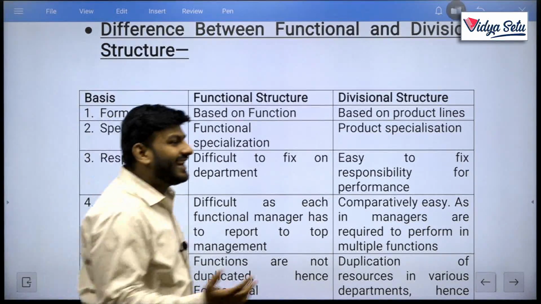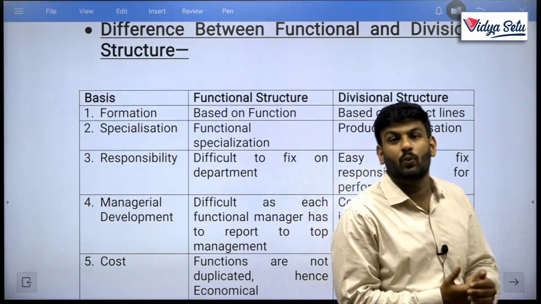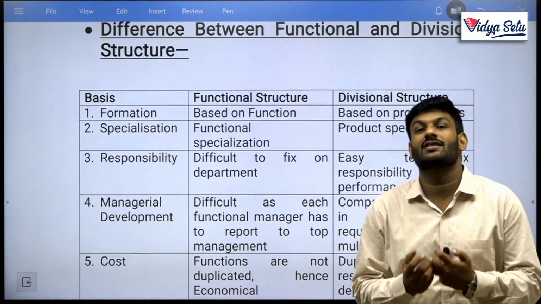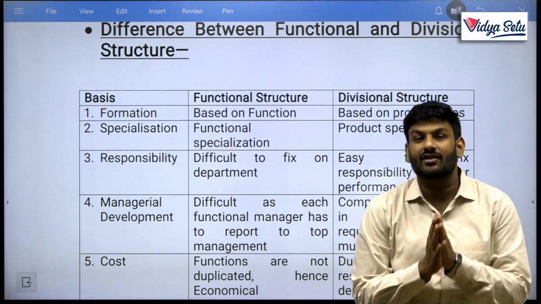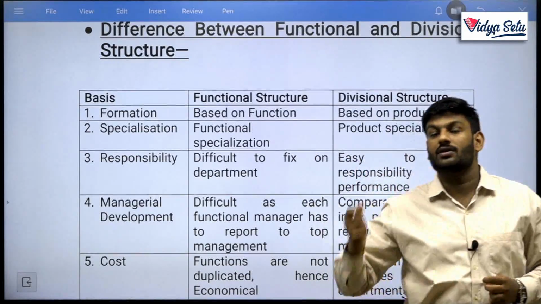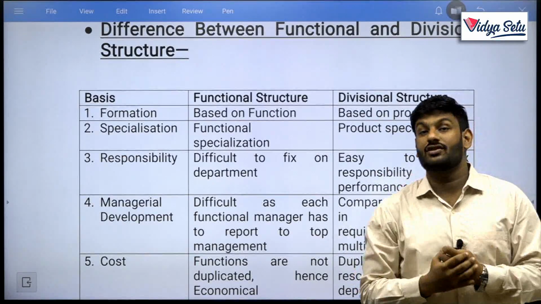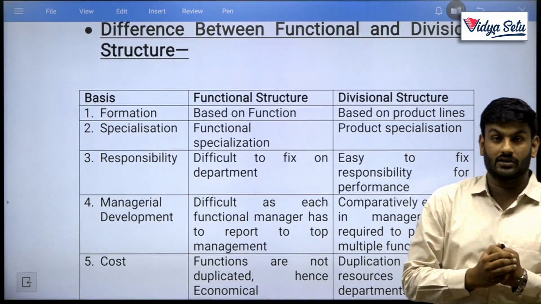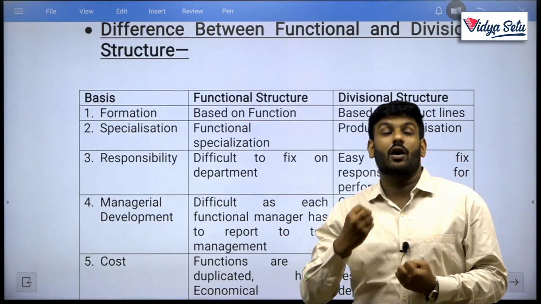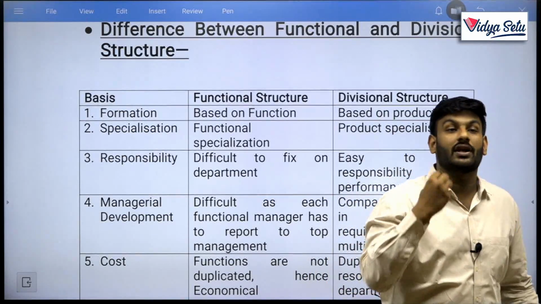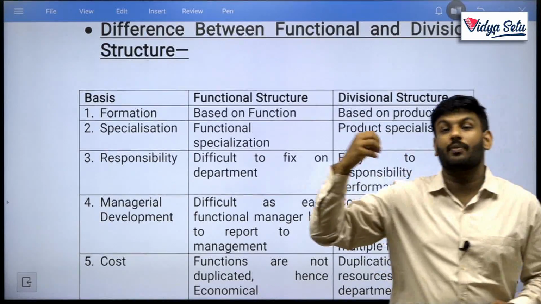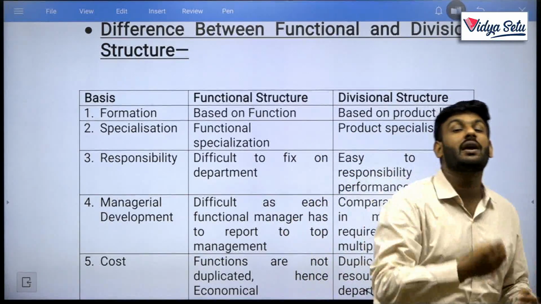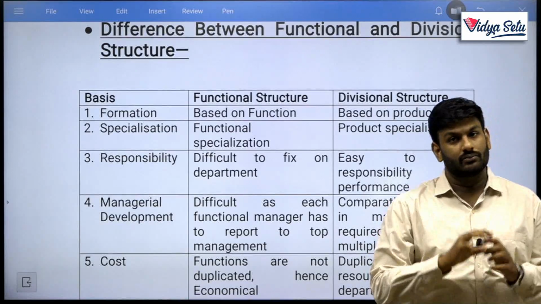Hello everyone, in our last class we had already learned about the functional structure and the divisional structure. Let us revise. Functional structure generally deals with single line products or single products, and divisional structure deals with multiple products, and each product or each division should be distributed in separate functions. Each product is separately distributed in separate divisions and units.